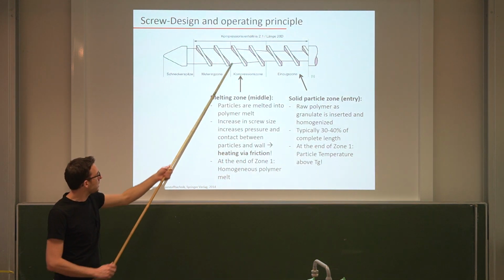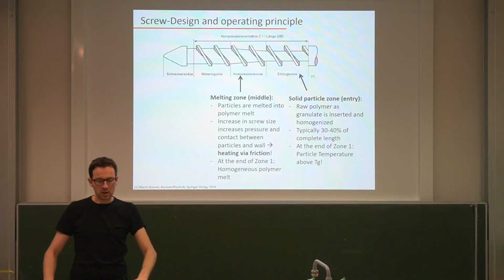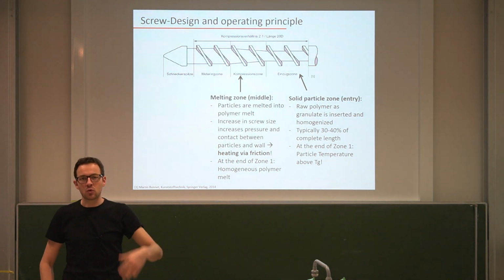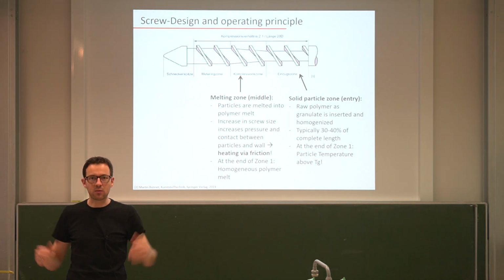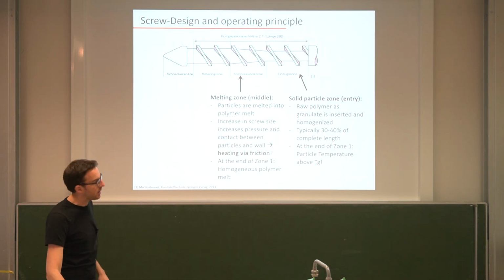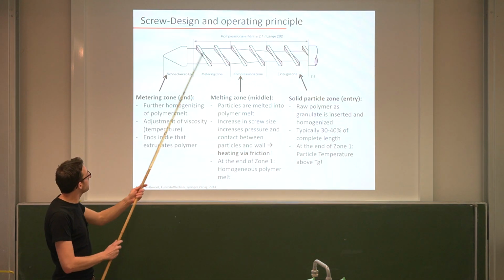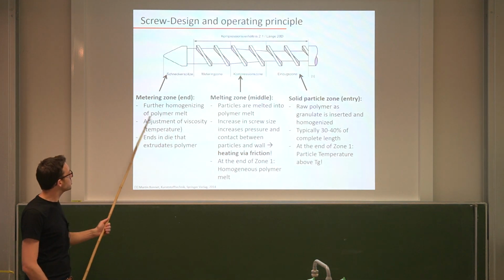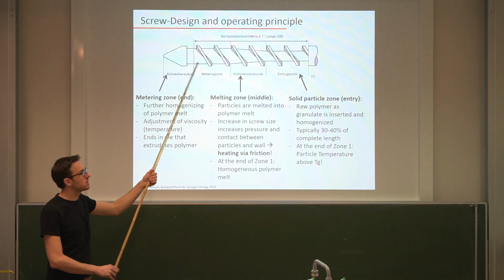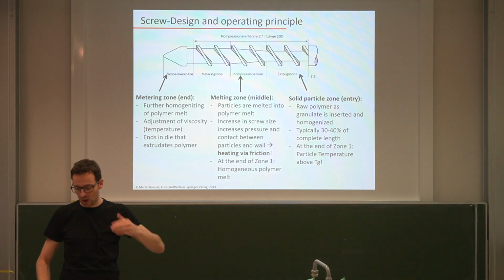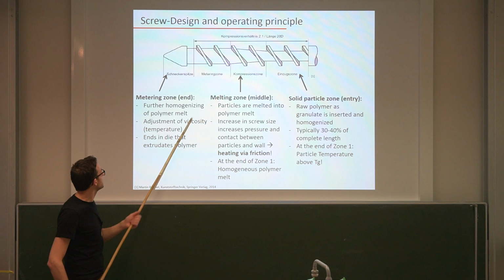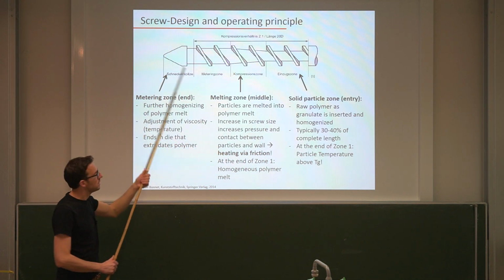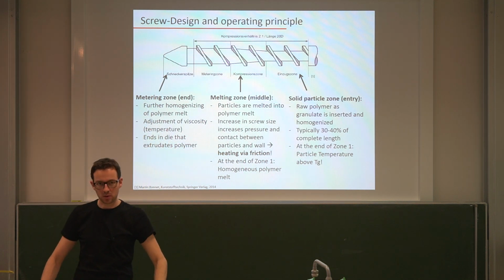And at the end of the zone here, the heat that we have supplied is large enough to actually melt the polymers into one viscous, liquid-like form. And this then goes to the metering zone, the end. So here we homogenize the melt, and we can adjust the viscosity or the temperature so that it comes out of the die in a very well-controlled fashion. And it ends in this die, which you will see here, where the polymer then comes out.